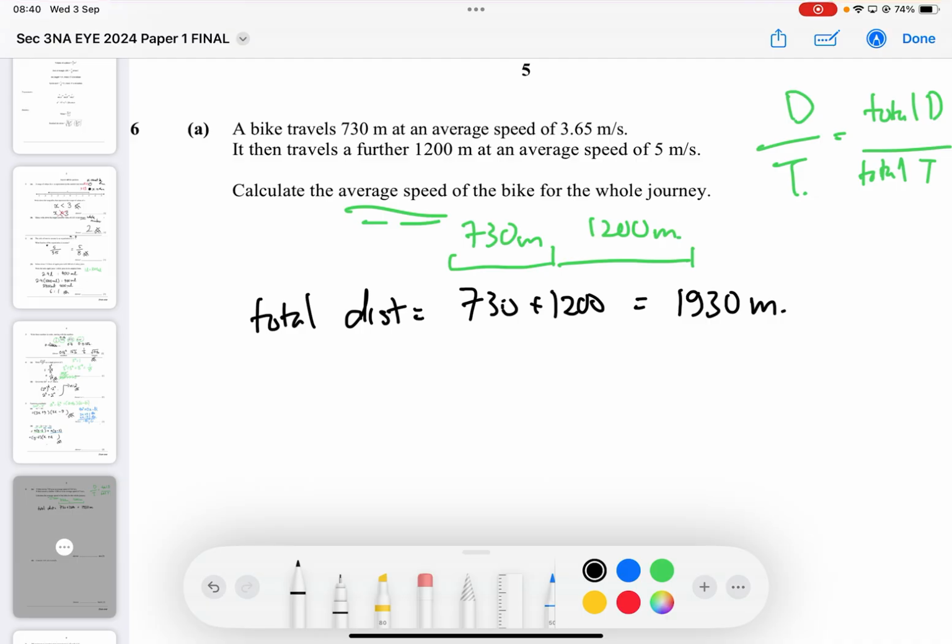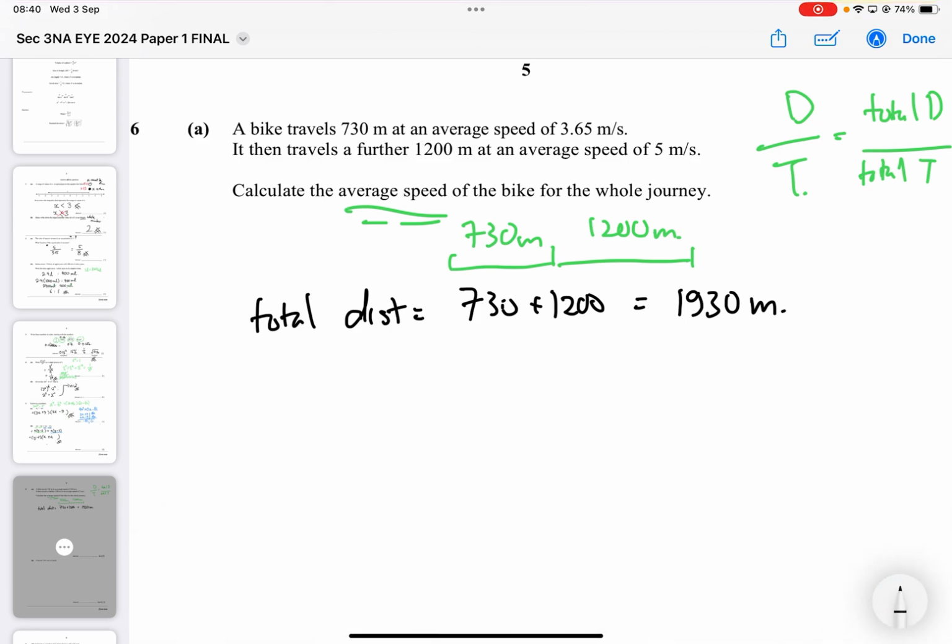Because time is related by distance and speed. I know the distance, I know the speed. I can go and find the time for part 1. I can go and find the time for part 2. So the time for part 1 is equal to distance of part 1 divided by speed of part 1. We started with meter and meter per second. So if I'm dividing meter by meter per second, meter cancels already. The time I get will be in seconds.